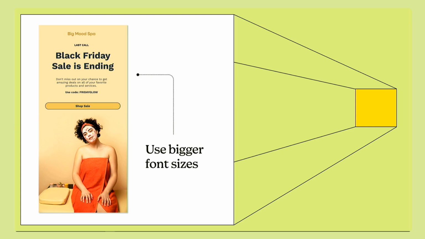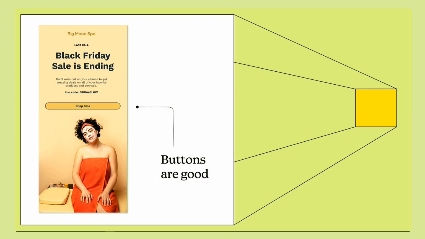Use bigger font sizes than you think you need. Think about how hard it is to read small copy on your phone. Maybe your recipient is walking and scrolling or watching TV while going through emails. Bigger fonts for important information will help catch the eye and make sure nothing is missed. Buttons are good. Buttons are an easy way to draw attention to get more click-throughs to your website. Use them when a CTA is needed.